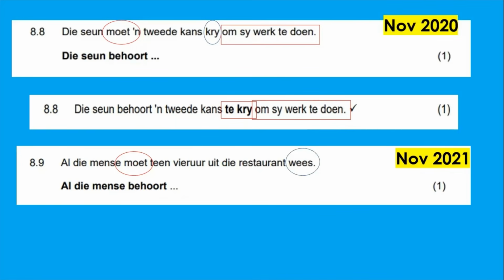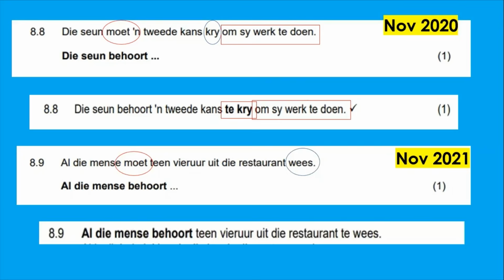So, can you remember what to do? See if you can write the answer. Let's look at it. Al die mense behoort teen 4 uur uit die restaurant te wees. Te wees there at the end. Easy peasy. That is what they're testing you on. Do you know to put te in front of your verb?